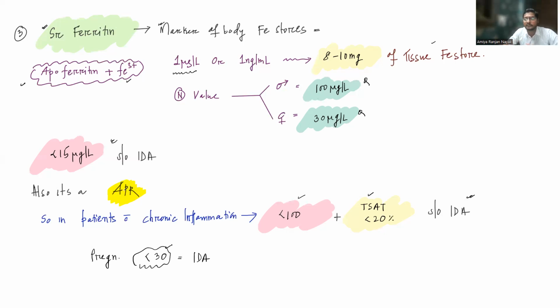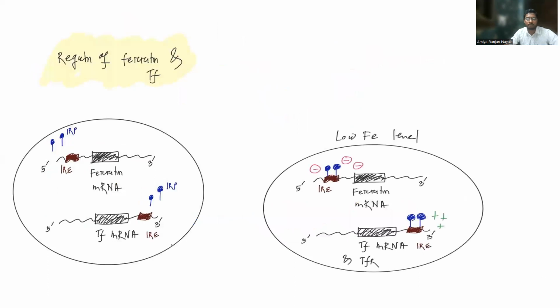Now we'll see how the serum ferritin and the transferrin are actually regulated. So, regulation of ferritin and transferrin. If you see, this is a cell. Inside the cell, you have mRNA for ferritin, and mRNA for the transferrin and the transferrin receptor. You can see they have a 5' and a 3' end. In the ferritin mRNA, at the 5' end, you can see there is an IRE. IRE is iron response element.